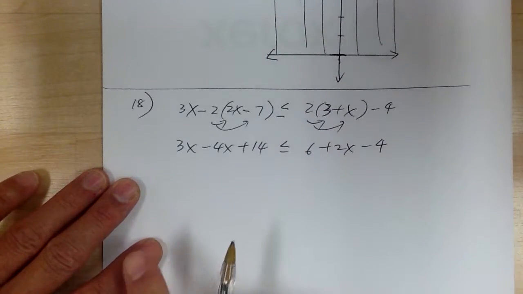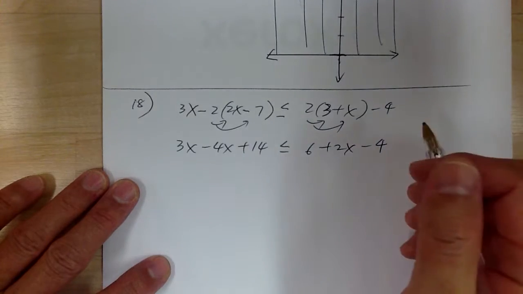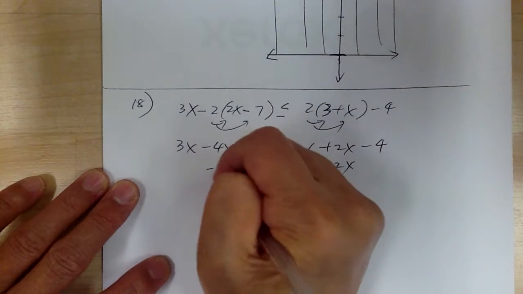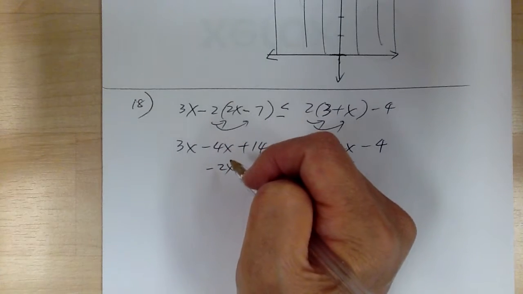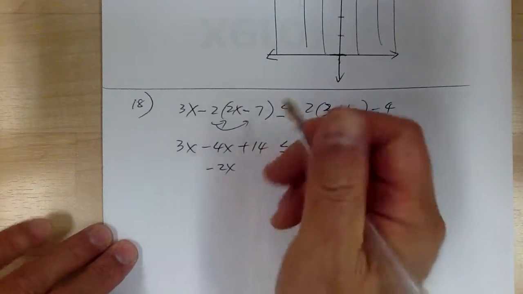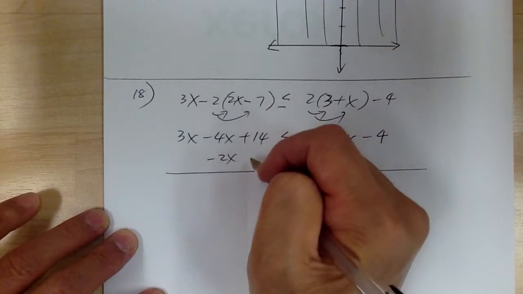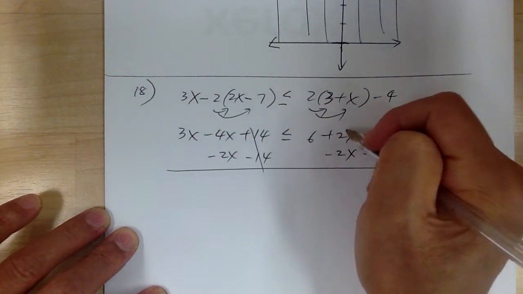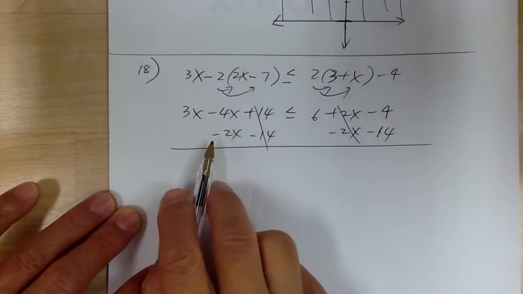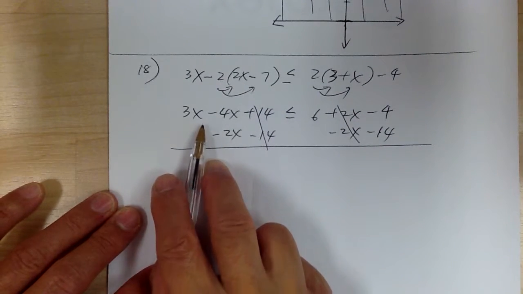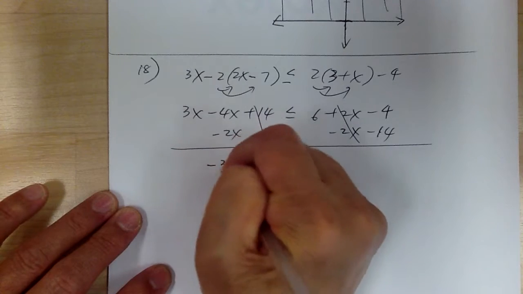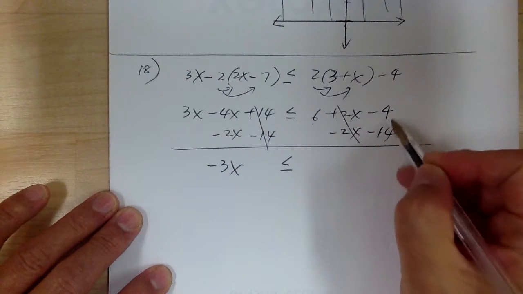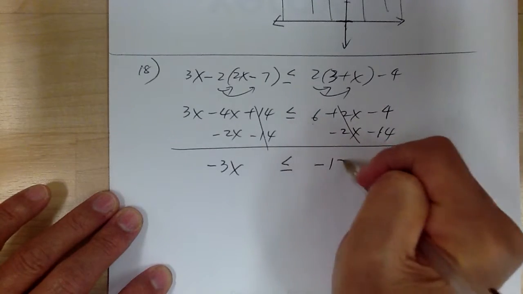And I'm going to put it into standard form. So I'm going to subtract 2x and subtract 2x. And this one is not too bad because it has only one variable. So I'm going to subtract 14, subtract 14. So this cancels out, this cancels out. Okay, so I have 3 minus 6, so I get minus 3x is less than or equal to 6 minus -18, I get minus 12.